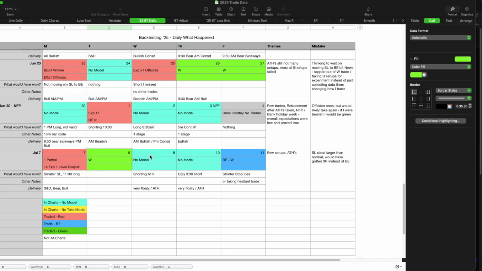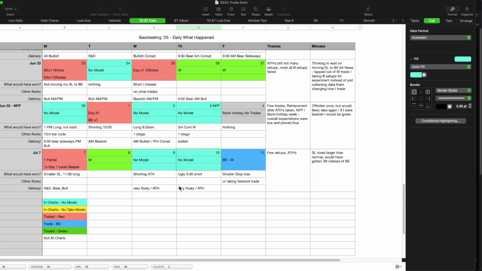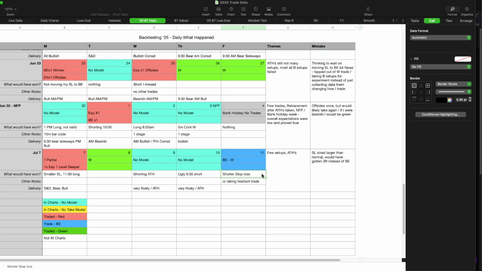Then a win on Tuesday. No model on Wednesday. No model on Thursday. We had very floaty PA, shorting all-time highs, just ugly. And then same thing here. I had the break even that was a win, or it would have been a winner if I had a shorter stop loss.